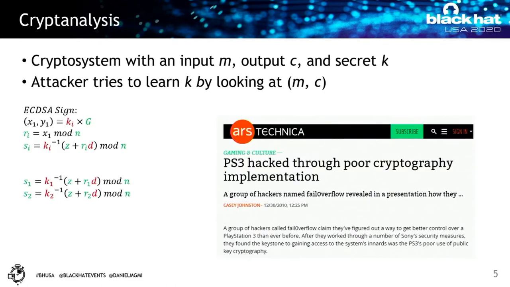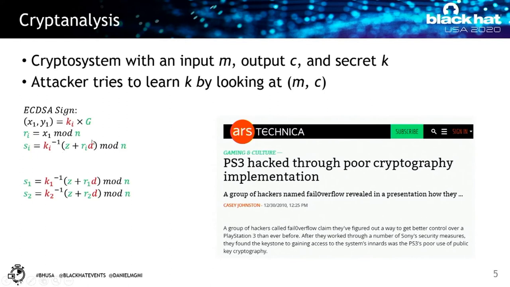A good example of this happened 10 years ago on PlayStation 3, where they were using ECDSA nonces in the improper way. In ECDSA, we have these equations that we can use to compute a signature pair. In these equations, there is a nonce that is a secret value that needs to be generated for each signature uniquely and randomly. And there is a private key here that is the private key for that message.